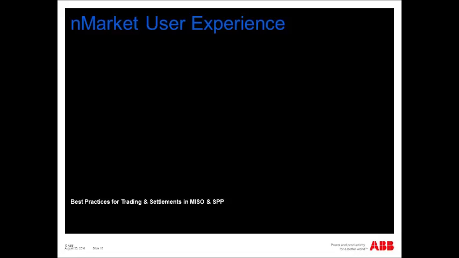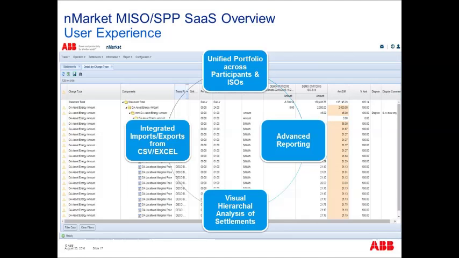So you may be familiar with our name and possibly our product since we have been on the market for 17 years, but our software has been heavily invested in the last 2 years, and the user experience has had a large overhaul. I have a video demonstration of all these features, but our nMarket SaaS offering has 4 main components. One is a unified portfolio for all types of offers across ISOs, so you can see your whole portfolio at a glance for participants and across ISOs.